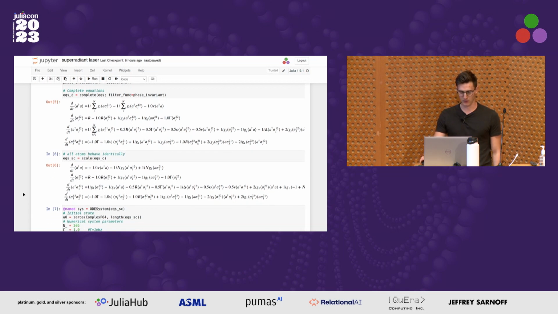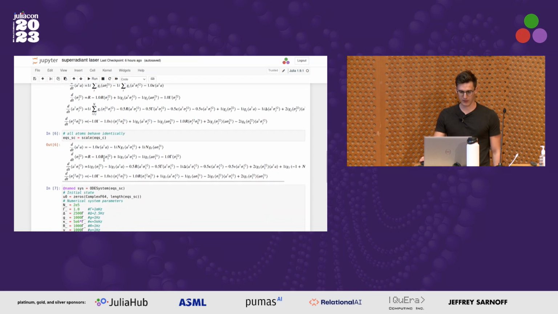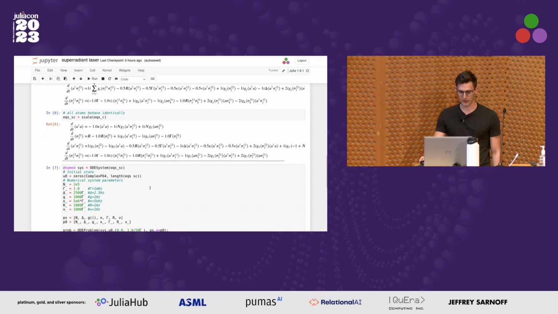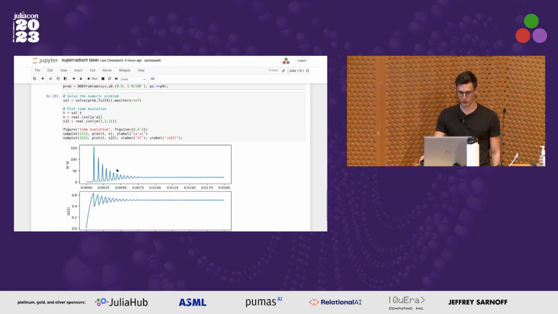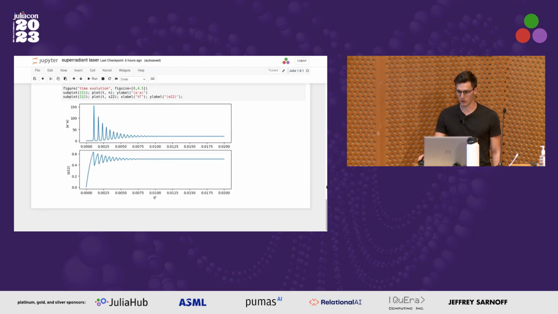We can really describe systems with millions of atoms, which you could never do with a full quantum description, or usually not with other approximations either. Okay, then we are more or less done again. Just define the initial state and some numerical parameters, and we see the time evolution of this system.